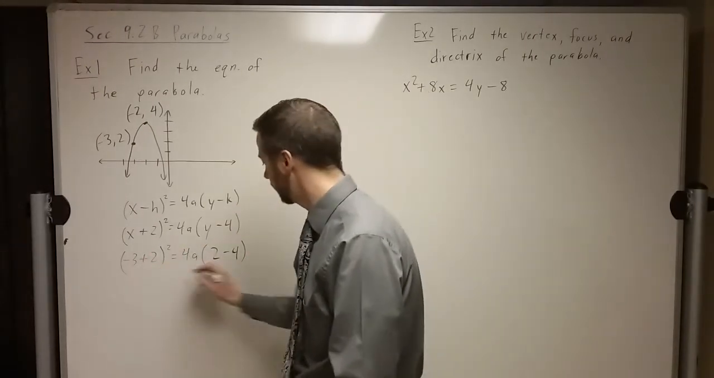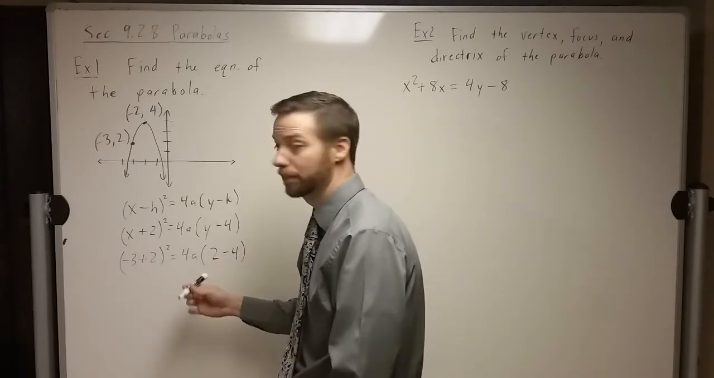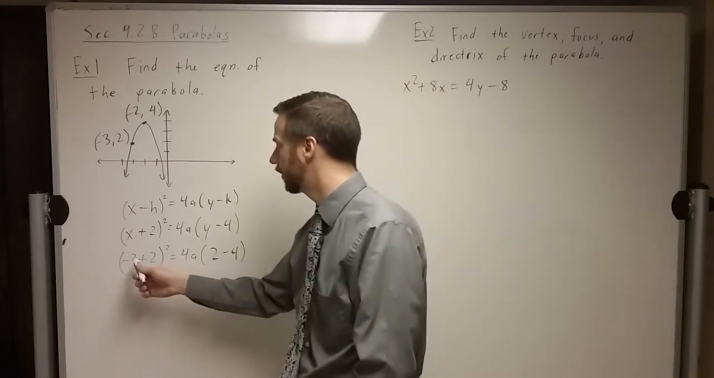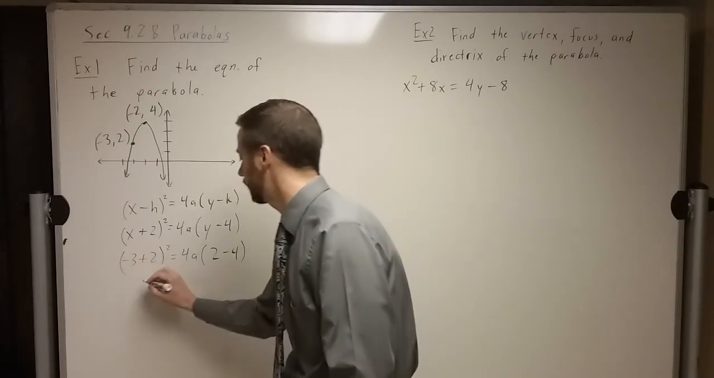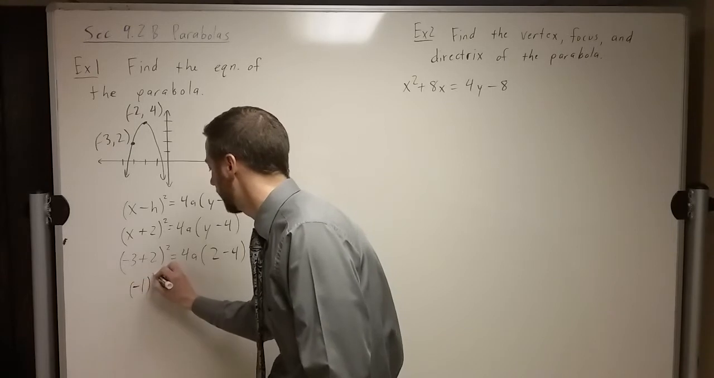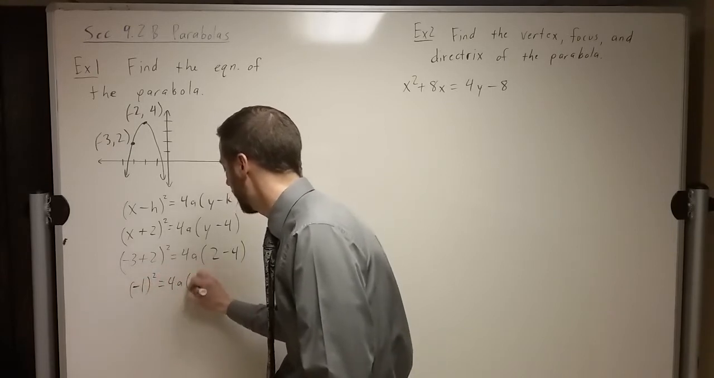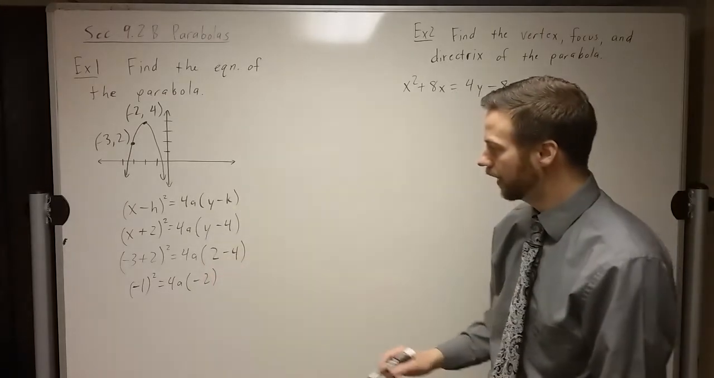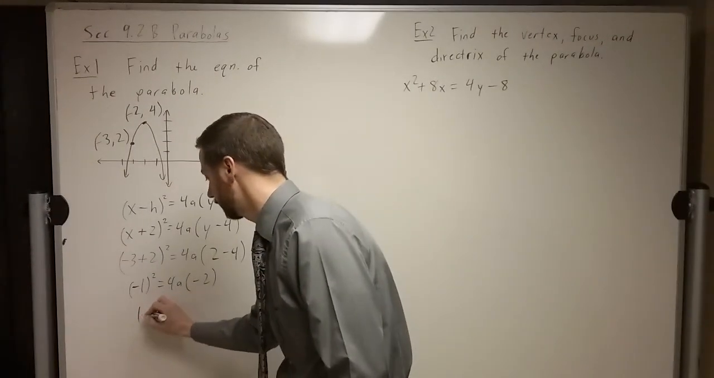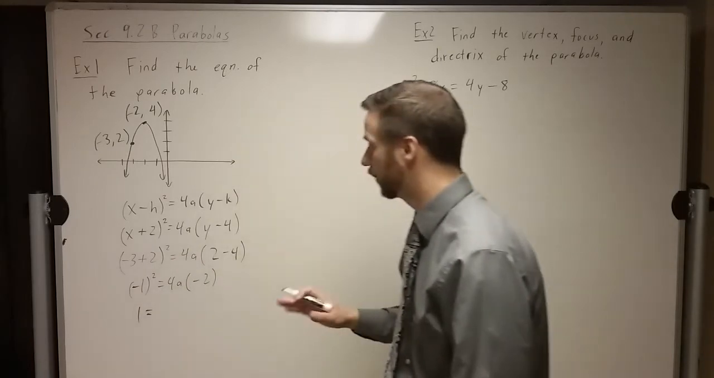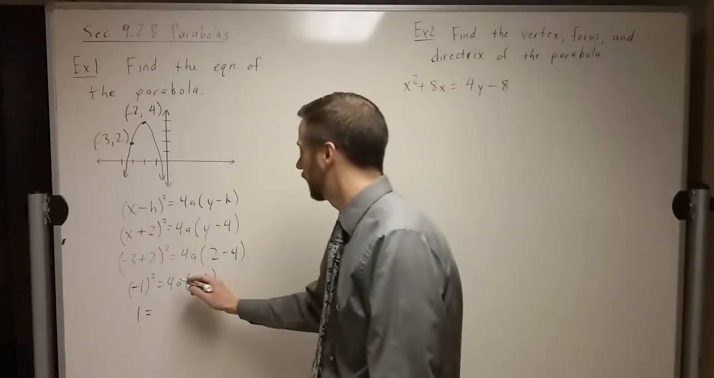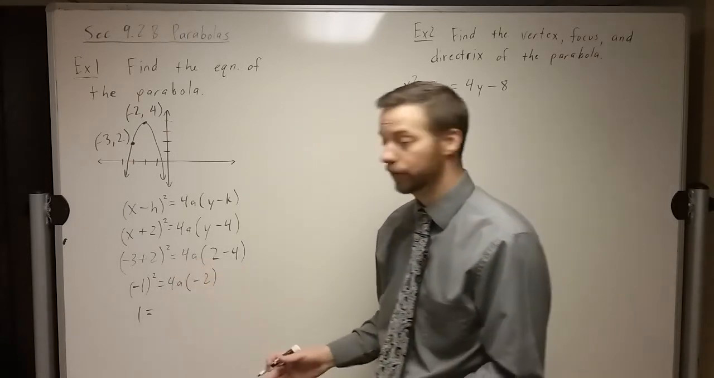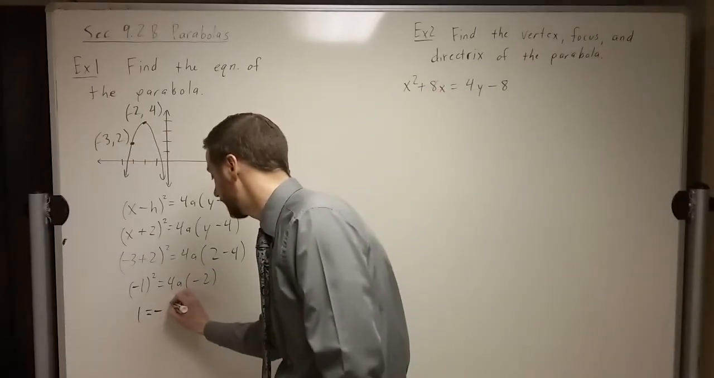All right, so let's just solve each of these parentheses first. Don't forget PEMDAS while we're working through this. Parentheses first, then exponents, then multiplication, all that good stuff. So we've got -3 plus 2, which is -1, squared equals 4a times (2 minus 4), so we've got -2 there. -1 squared is really just +1, since -1 times -1 is +1. And we've got 4 times a times -2. Remember, this is all multiplication here. And so 4 times -2 is -8a.